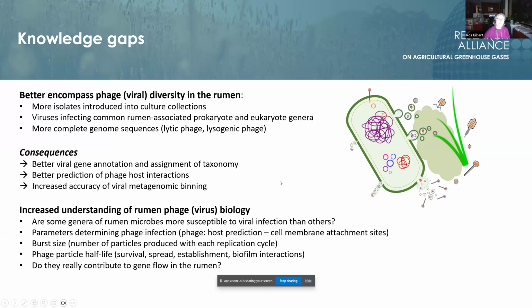Anyway, we can also get better prediction of phage-host interactions and increase the accuracy of viral metagenomic binning.